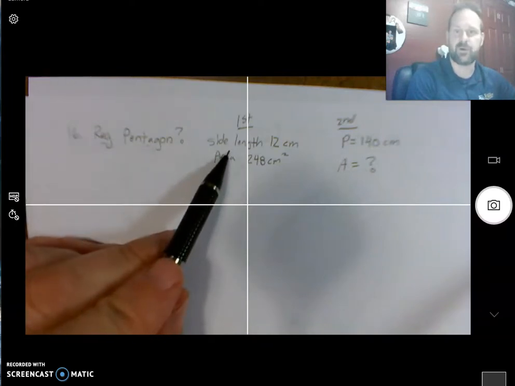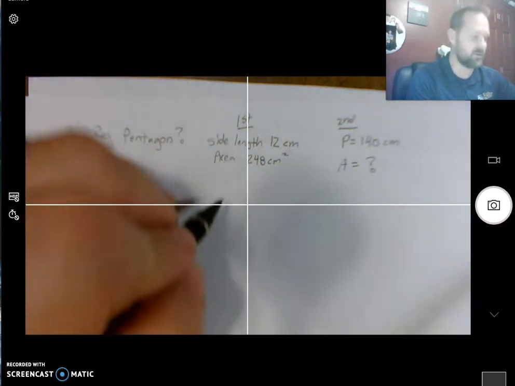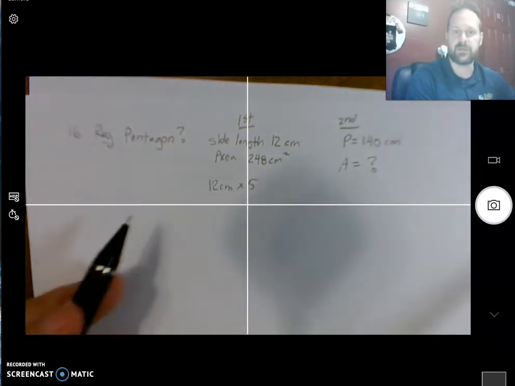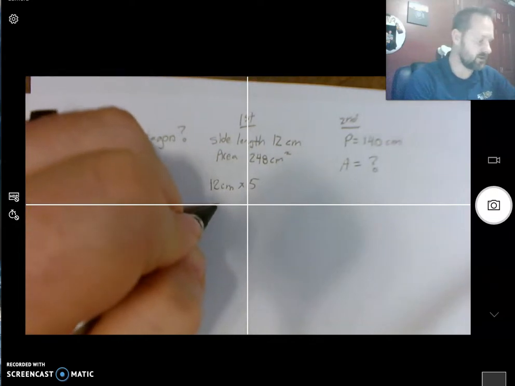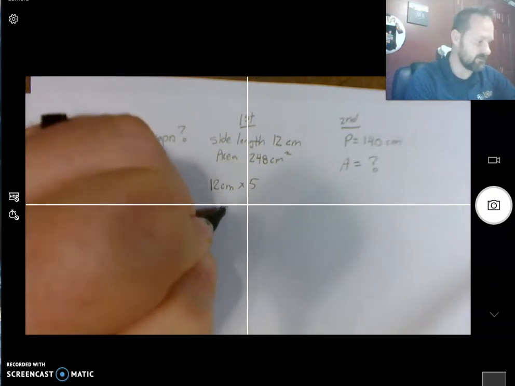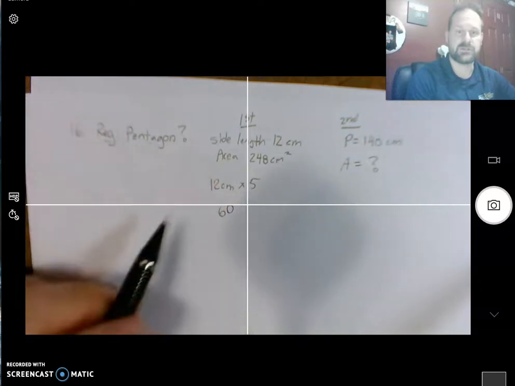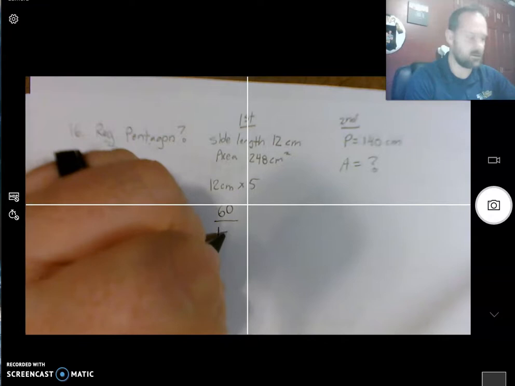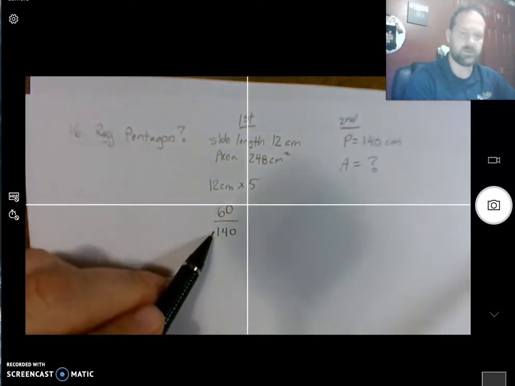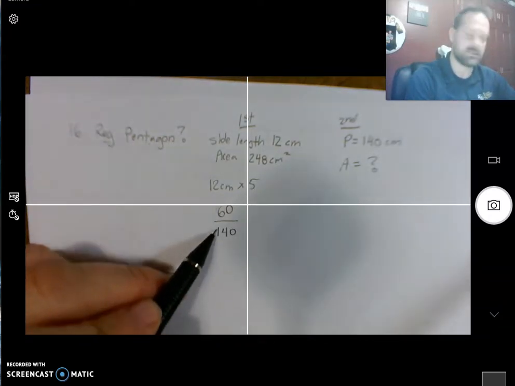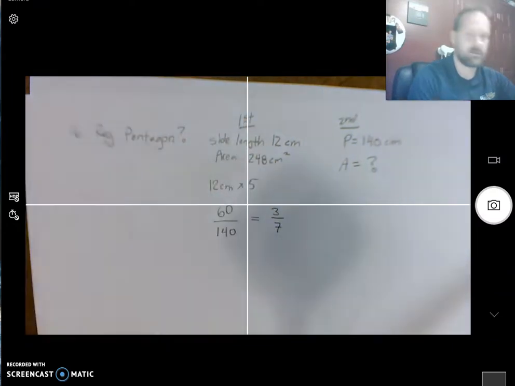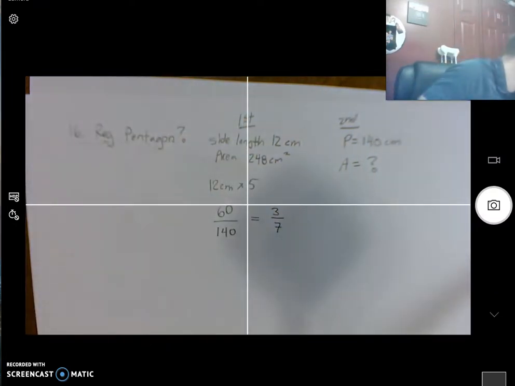Well, we need the perimeter of the first pentagon. How do we do that? Well, it's regular, there are 5 sides. So 12 times 5 is 60. So 60 is the perimeter. I'm going to stack the perimeters now. I have 60 to 140, and that's going to give me the ratio of the side lengths. The ratio of the side lengths reduces down to 3/7. That simplifies to 3/7. Yes.